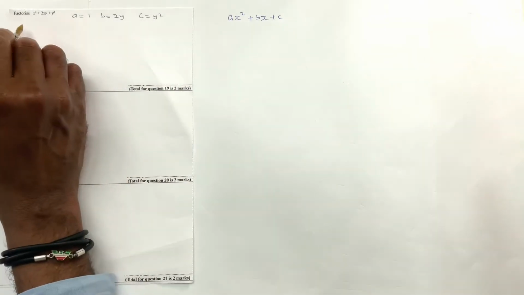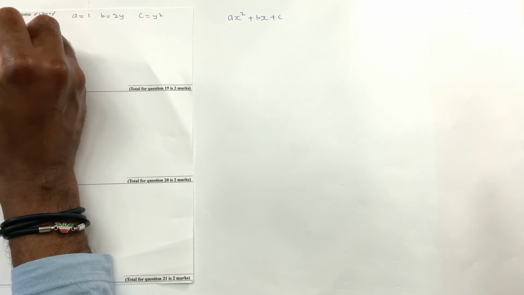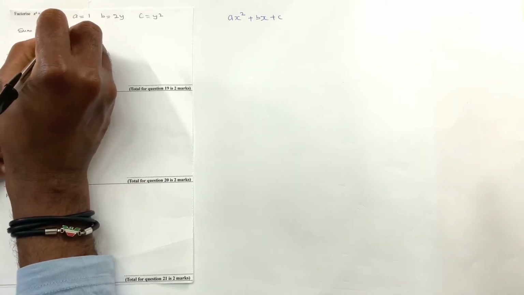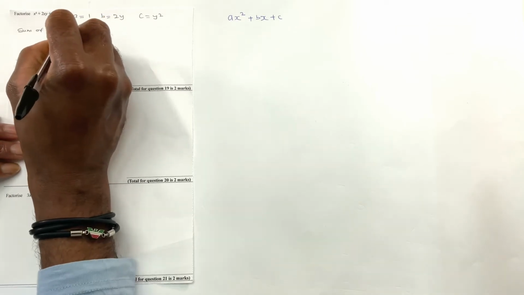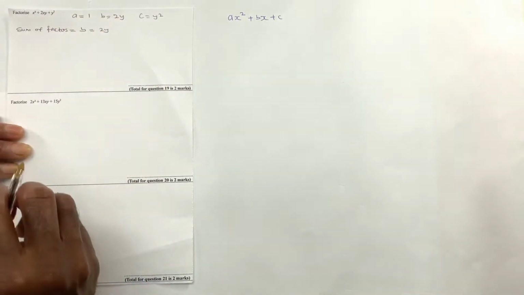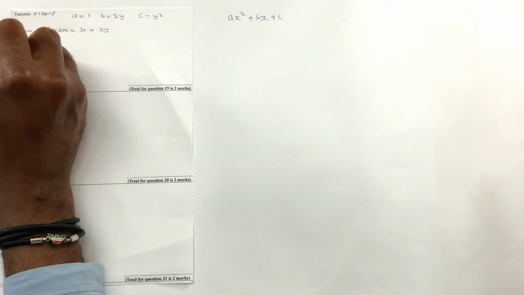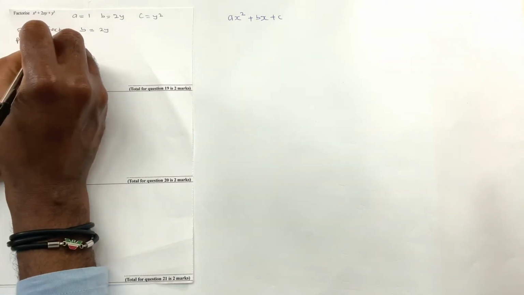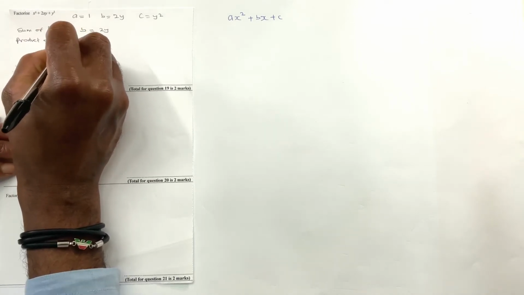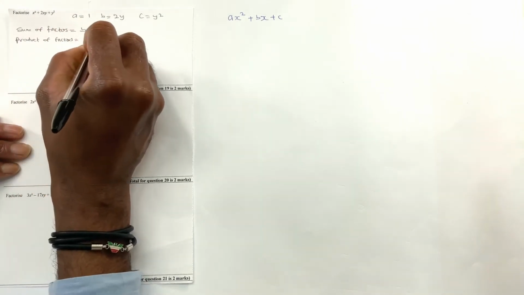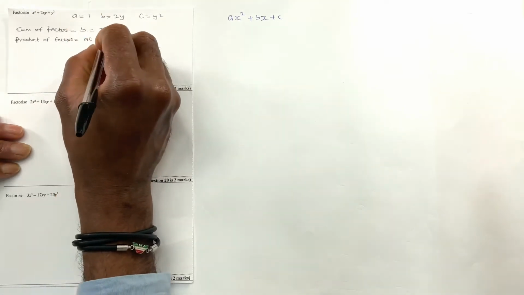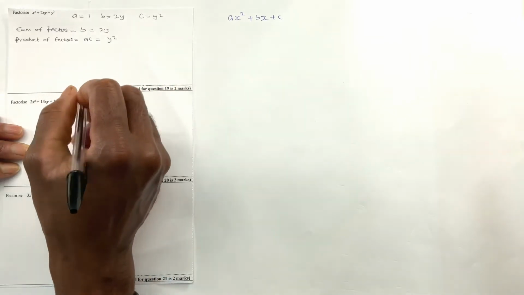So what I need to do now is sum of factors equals b, and that equals 2y. Product of factors equals AC, which is y squared times 1, and that's y squared.